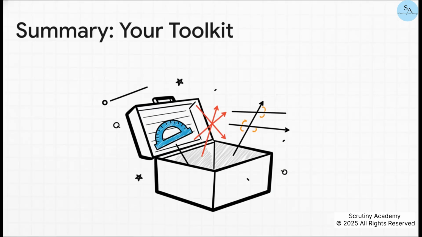So let's do a quick recap. This slide right here, this is your toolkit. We've got the basic blocks, the 5 types of angles, the key angle pairs, and those super powerful parallel line rules. These are the keys that will unlock any problem in this chapter.